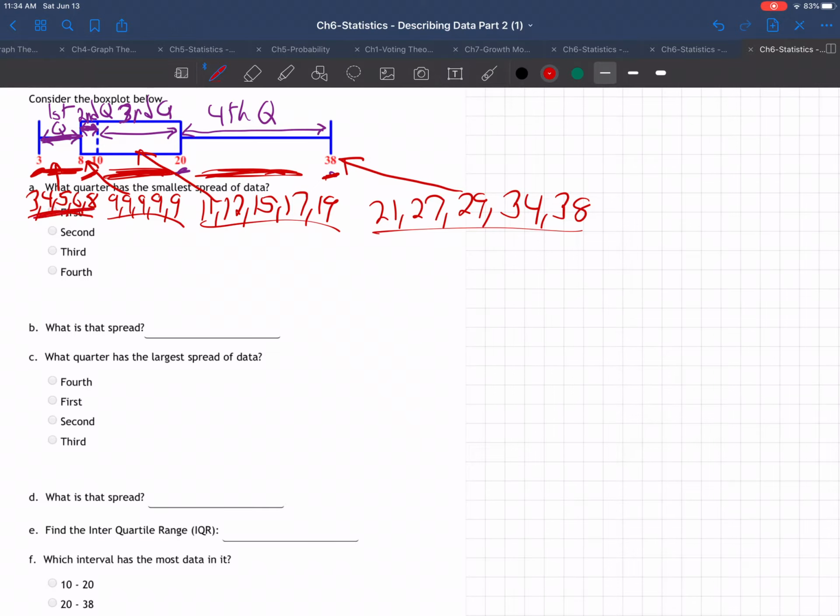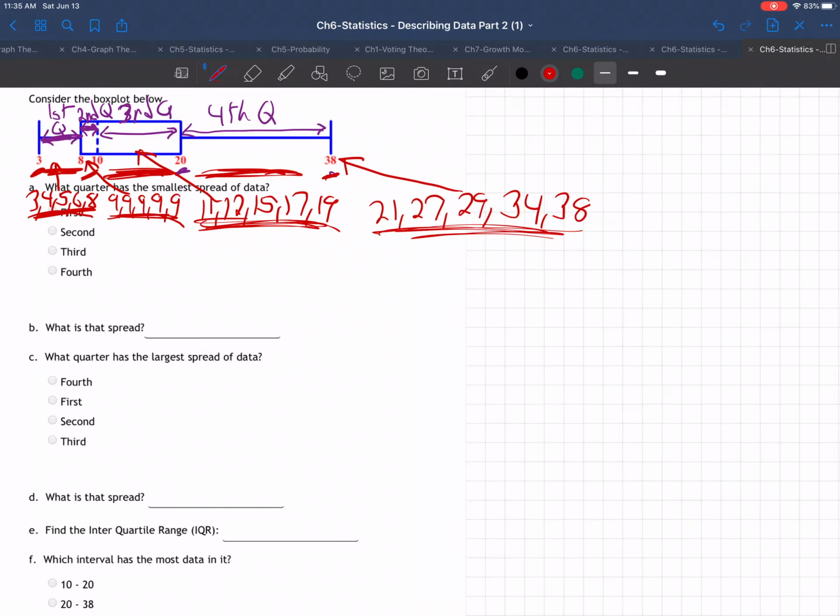All I know is 1/4 of all the numbers between 3 and 8, 1/4 of all the numbers between 8 and 10, 1/4 of all the numbers between 10 and 20, and 1/4 of all the numbers between 20 and 38. That's what I know. A box plot breaks the data into 4 even sections. Okay, now what's their first question here?